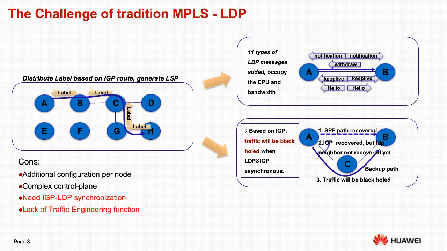Also, because they are two different protocols, sometimes when the system has a failure and then failure recovery, we need IGP and LDP synchronization, this kind of protocol. It works like this: when the failure recovers, the IGP will converge first. But at this time, at this link, no LDP label is distributed. So the IP is okay, but MPLS is not working.